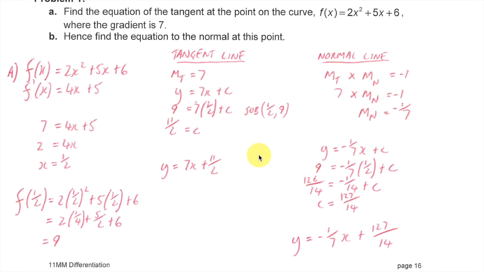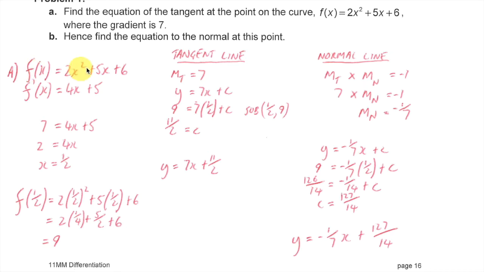Problem 1. Find the equation of the tangent line at the point on the curve f of x equaling 2x squared plus 5x plus 6, where the gradient is 7. So this is a curve, it's a parabola, and at some point or points, we're going to have the slope of this curve equaling 7. And we need to find out where that is, and then establish the tangent line at that point.